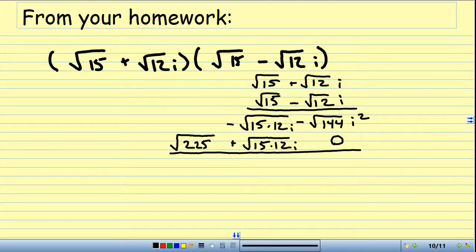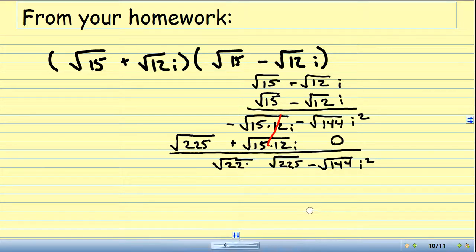when I combine like terms in this one, these cancel. Stacking method. Remember, stacking method rocks. So, negative square root 144 i squared. And I have over here square root of 225. I'm going to take this and just bring it together. So square root 225. There we are. So we got rid of that.